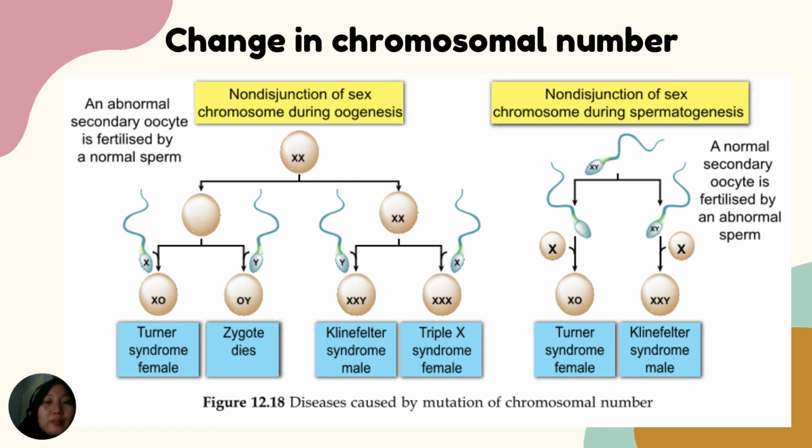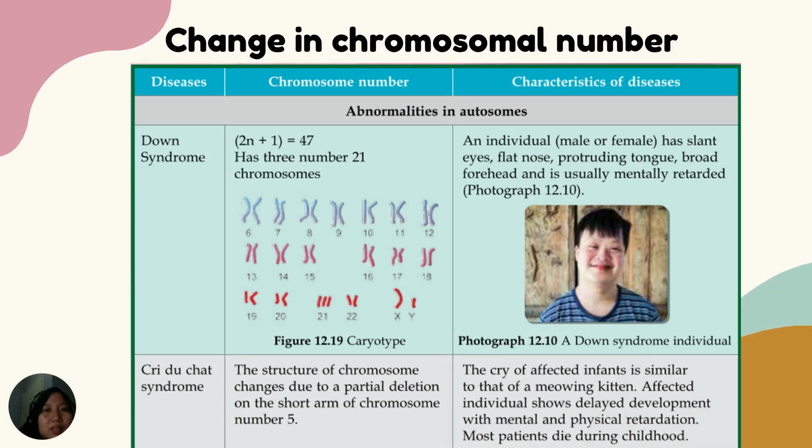All right, it will cause disease, which is more like a syndrome. So this is a repetition of what happens when there's a change in chromosomal number. If the mutation in chromosome happens in an autosome, which is not a sex chromosome, it will give you, for example, Down syndrome. There's a mutation in chromosome 21.